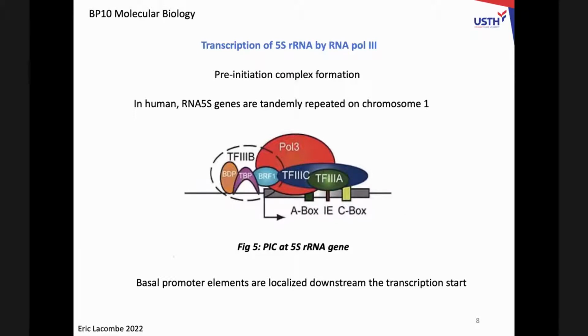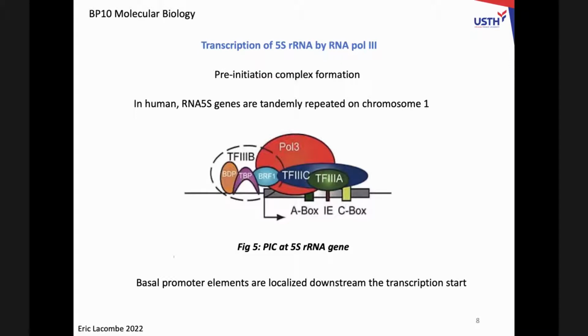I don't know if it is the answer to your question. Yes, but just to be more specific, the TF3C and the TF3A, right? They are downstream, so when the Pol connects with the TF3C and TF3A, it's not going to start at the arrow that you drew, or will it start at the arrow point?